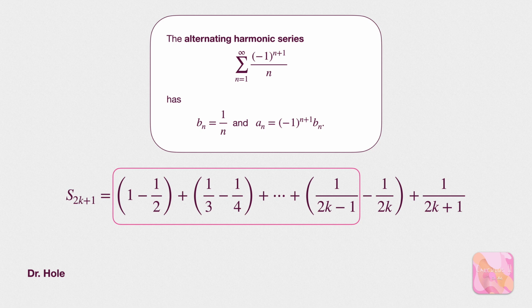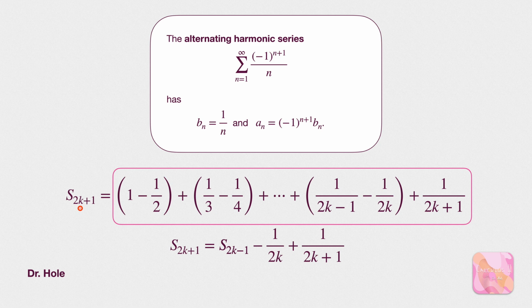All right. As we want to consider the sequence of odd indexed partial sums, if we peel off the last 2 terms being added in and consider the sum of the first 2k minus 1 terms, then we would have the partial sum with index 2k minus 1. Okay. To recover the next odd indexed partial sum, we would add back in the 2 terms we subtracted.